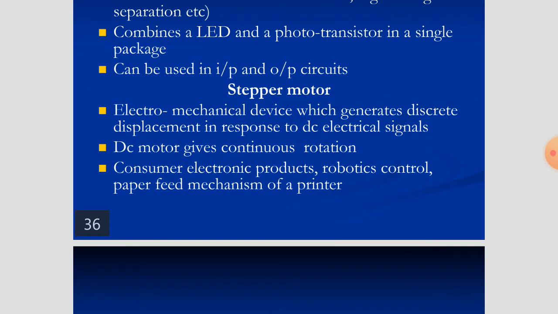Next is the stepper motor. Nowadays you can see different types of applications like robotic controls, electronic products, printers, and scanners. There, if you want to feed the paper, this mechanism is achieved by using stepper motors. A stepper motor is an electromechanical device which generates discrete displacement in response to DC electrical signals. According to the DC electric signals, some amount of displacement happens in the stepper motor.